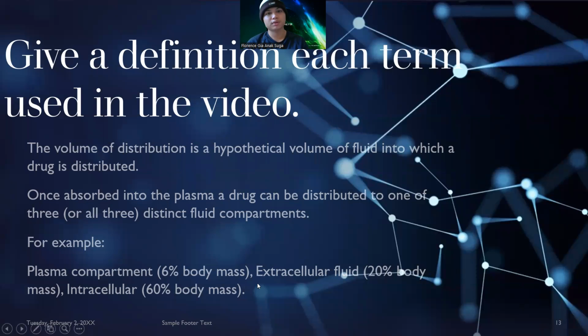So the definition of the volume of distribution is a hypothetical volume of fluid into which a drug is distributed. Once absorbed into the blood plasma, a drug can be distributed into one of the three, or maybe all three, distinct fluid compartments. So what are the three distinct fluid compartments?